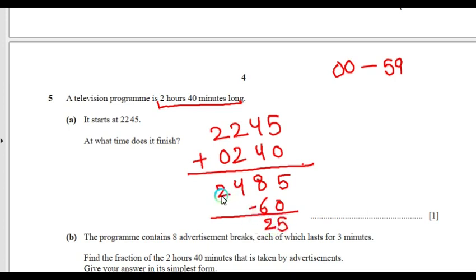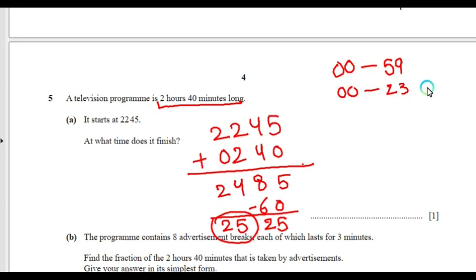So to find the end time, obviously we should add them. So the starting time is 22:45, and this is actually the duration, which is 2 hours 40 minutes. So I'm writing 40 minutes under the minutes column and 2 hours in the hours column.